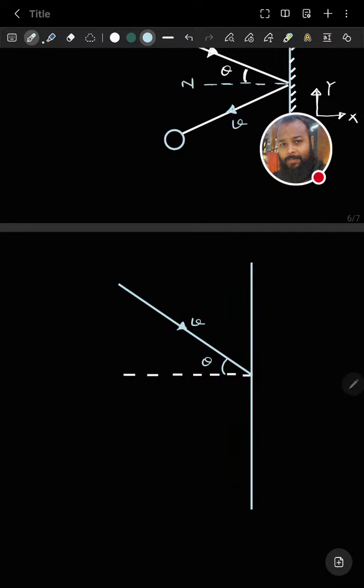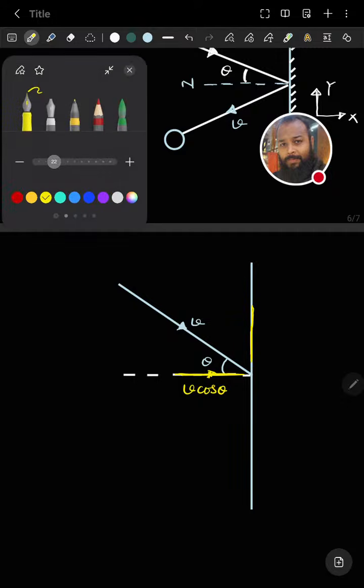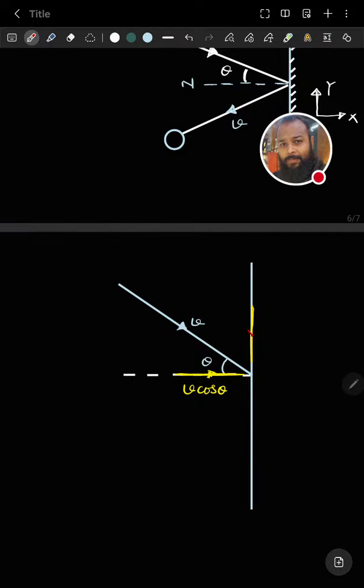If that is v and this angle is theta, I can make two components of this velocity. One is in this direction, which is v cos theta. The other is in this direction, which is v sin theta. This you understood? मतलब बॉल जो आ रहा ना, एक v cos theta से ऐसा हिट कर रहा. This is v cos theta and this one is v sin theta.